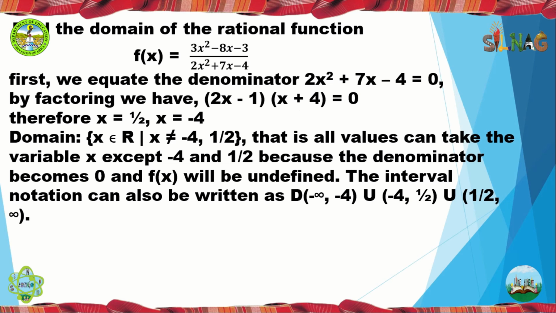Next, the last one is find the domain of the rational function f of x is equal to 3x squared minus 8x minus 3 over 2x squared plus 7x minus 4. First, we equate the denominator 2x squared plus 7x minus 4 to 0. So by factoring, we have the quantity of 2x minus 1 times the quantity of x plus 4 is equal to 0. Therefore, x is equal to 1/2 and x is equal to negative 4.